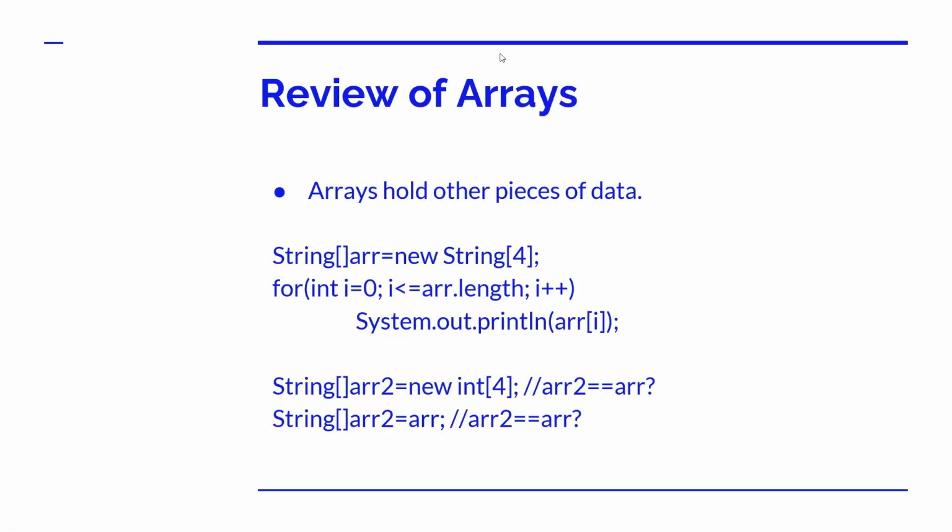For 1D arrays, as we talked about last week, arrays hold other pieces of data. So for example, if I have a 1D array of strings, string array equals new string, right? Then if I were to loop through it and run all this code together, what would my output be? What would it print? Do you guys think? In this particular example, what would it print?